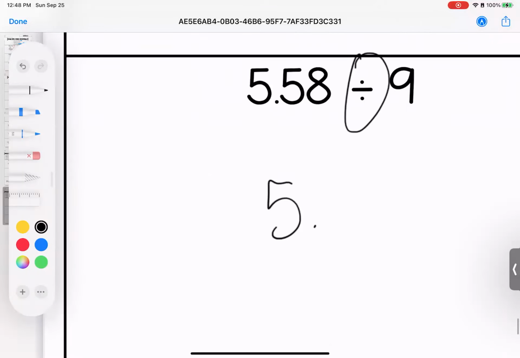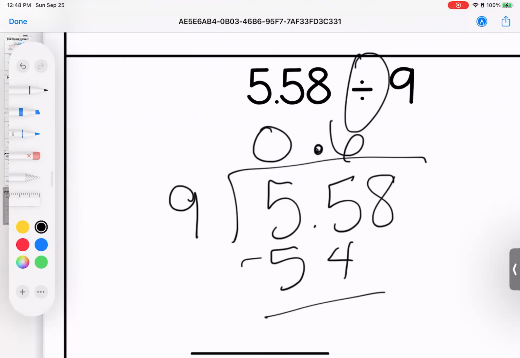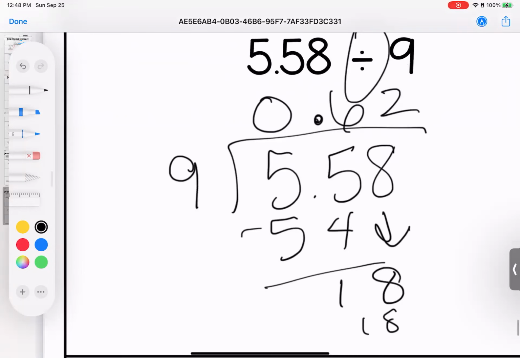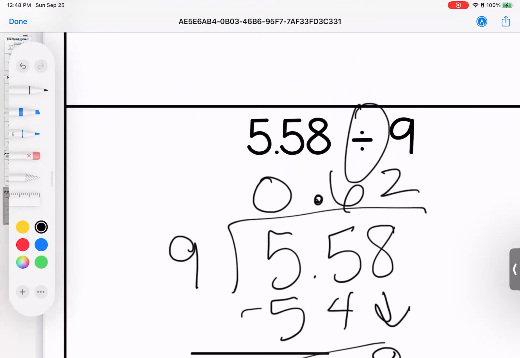5 and 58 hundredths divided by 9. No decimal outside, so it goes right into your answer. 9 does not go into 5, but it goes into 55 6 times. When we multiply, we get 54. We subtract for 1, bring down our 8. 9 goes into 18 2 times. No remainder. The answer is 62 hundredths.